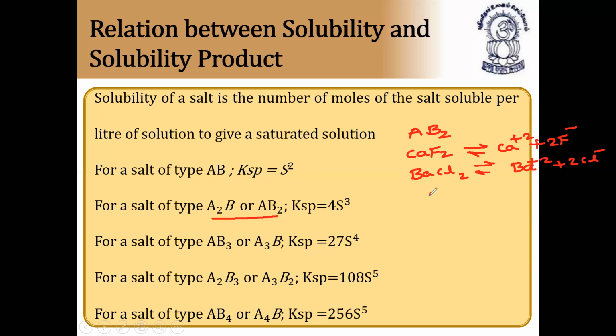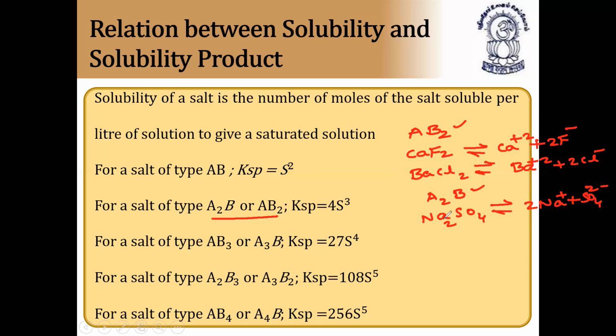Next we have A2B type. A2B also comes under the same category. Example, sodium sulfate Na2SO4 dissociates to form 2Na+ plus SO4 2-. The charge should be balanced: 2 plus and SO4 2-. Like this we have A2B type salts. So AB2 or A2B come under this category. These are the examples: calcium fluoride, barium chloride, sodium sulfate, etc.